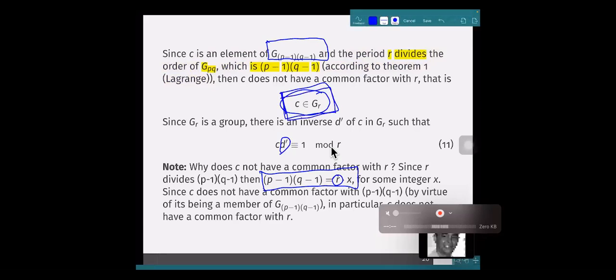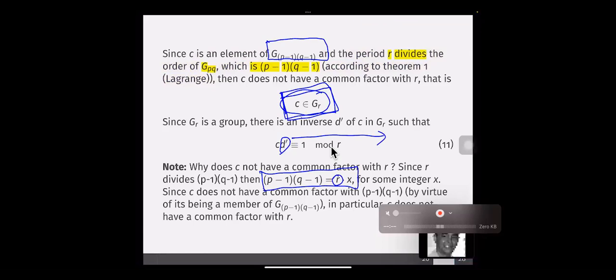So C is a member of GR. Because of that, and since GR is a group, C has an inverse. This inverse turns out to be very important, guys, because it is the one that will decrypt your ciphertext.